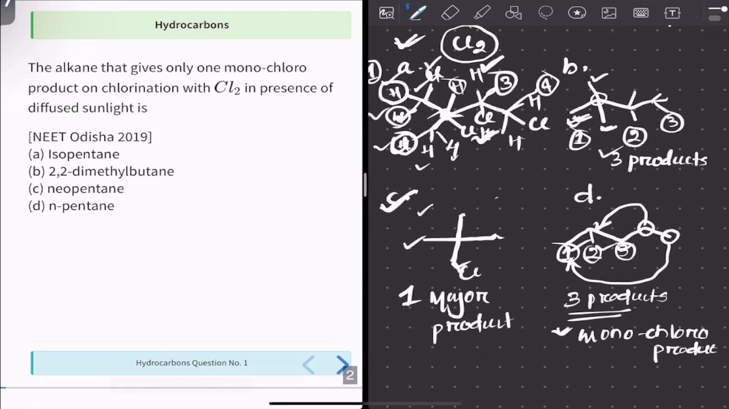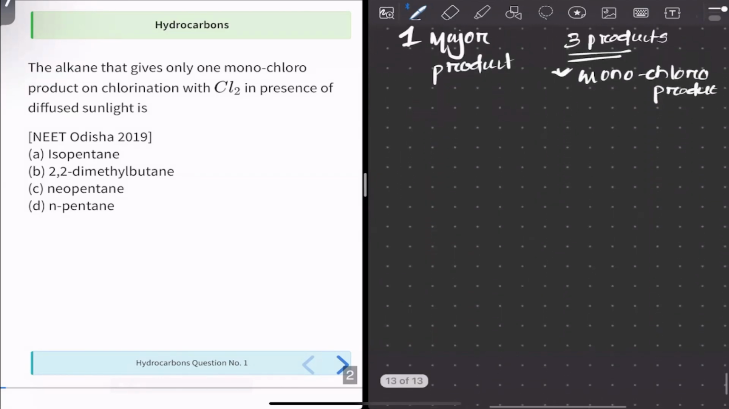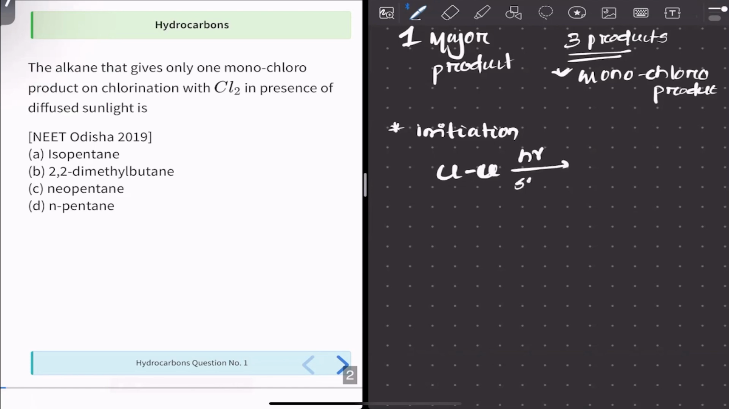But before going to the next question, let's see the mechanism also for this reaction because it is a very important reaction. Okay. So for the mechanism, it is free radical mediated. If you go through the mechanism, there are three steps. That is initiation, in which the chlorine molecule will be converted to chlorine free radicals. Then the second step, that is propagation.